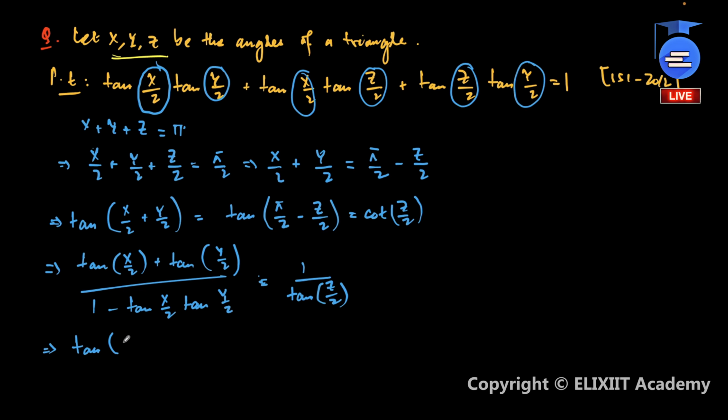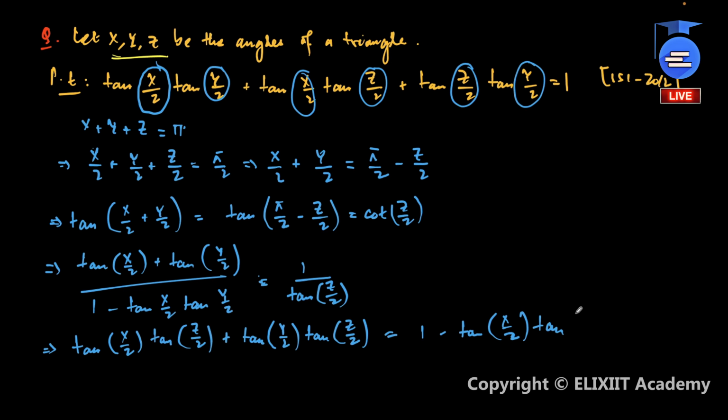You can see from here, if I cross multiply, I get tan x by 2 into tan z by 2 plus tan y by 2 into tan z by 2 on the left hand side, and on the right hand side I get 1 minus tan x by 2 into tan y by 2. Then you simply take this term to the left hand side, and we are done. That's what we need to prove.